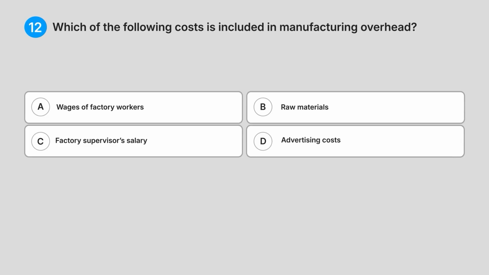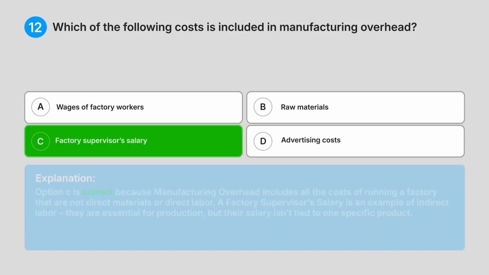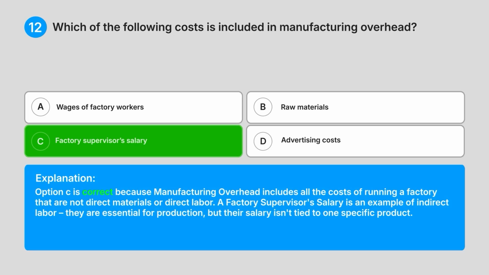Correct answer, C. Factory supervisor's salary. Explanation. Option C is correct because manufacturing overhead includes all the costs of running a factory that are not direct materials or direct labour. A factory supervisor's salary is an example of indirect labour. They are essential for production, but their salary isn't tied to one specific product.